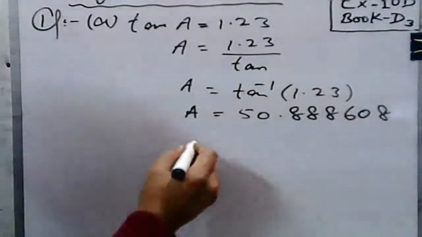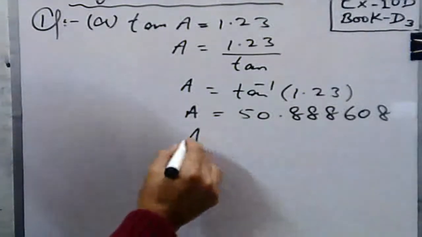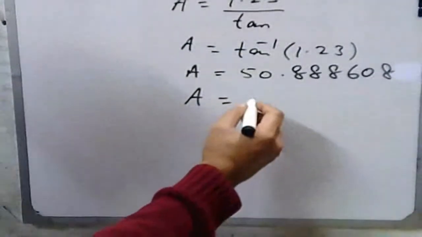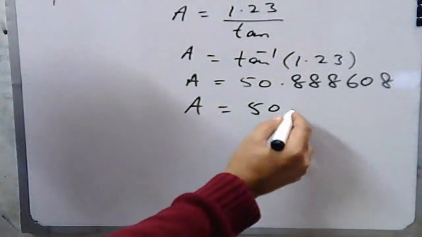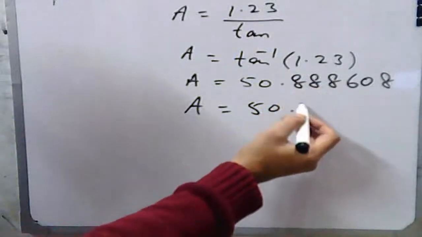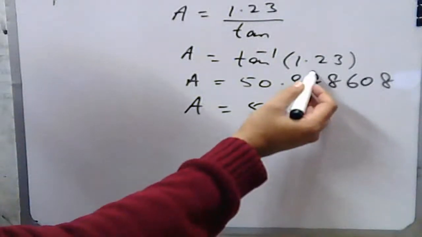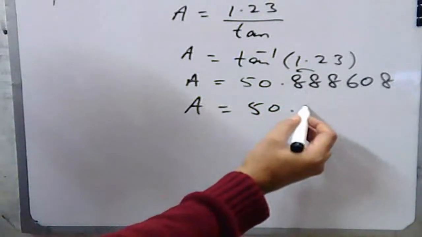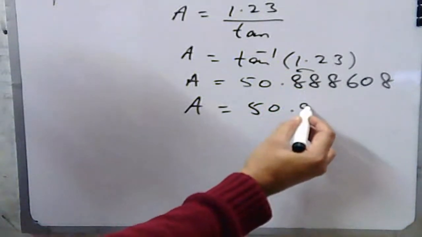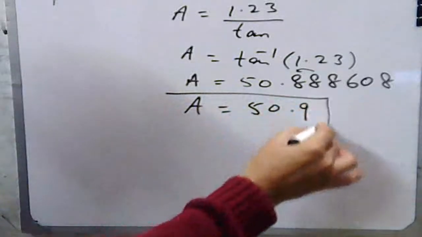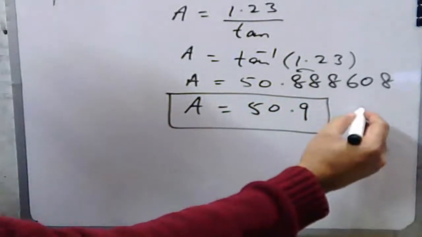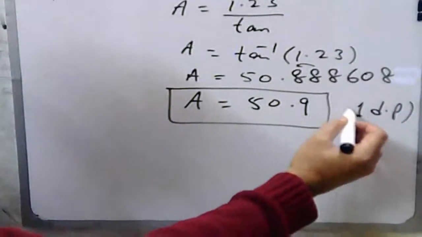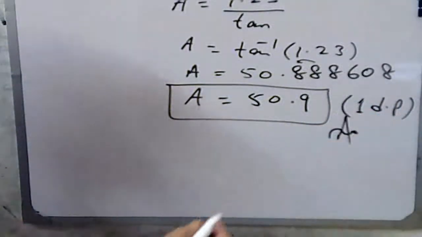Then it is a lengthy value, 50.8608, but we have to write the answer up to one decimal place. So 50 point, we have to write here 8, but the following digit is greater than 5, so we have to add one here. So one decimal place, 50.9. So your result is up to 1 dp. DP means decimal place. So that is your required answer.